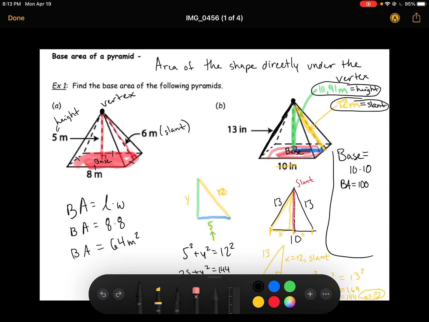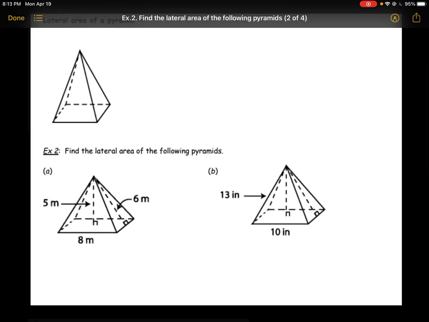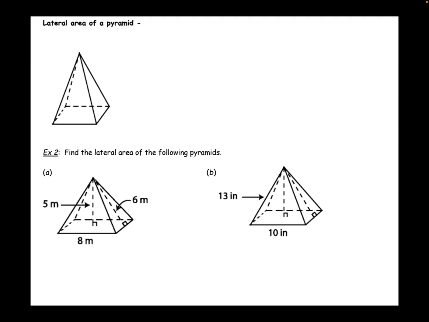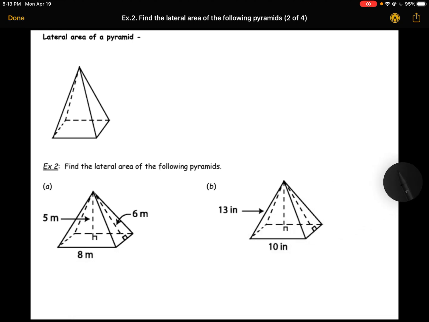So our base, in this case, is a square. So again, length times width. So our base area is 100. And this is inches this time. So inches here, inches squared here for that base area.